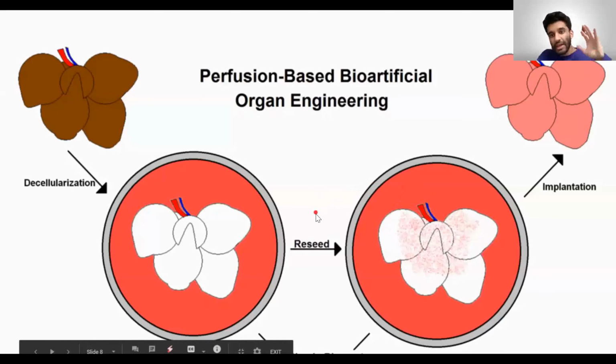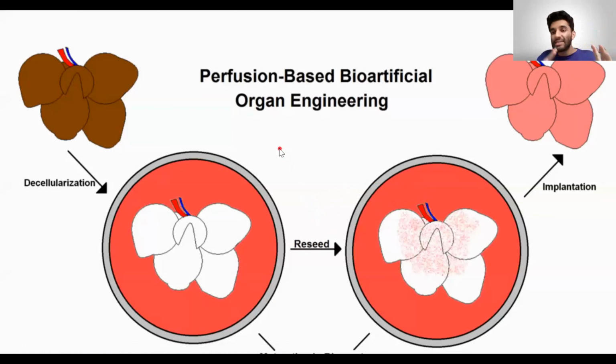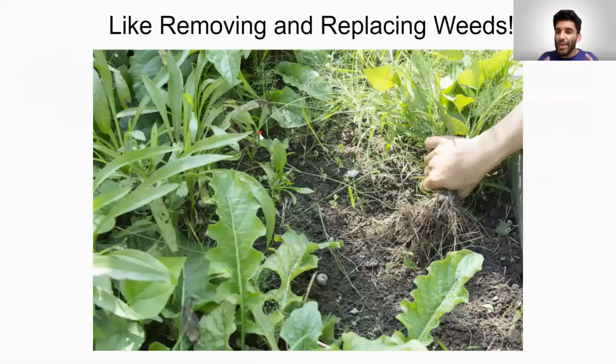So that's the basic workflow for how organ engineering works. Let's go a little bit more in depth. You can think of this really as removing and replacing weeds. What I mean by that is, for those of you that garden, or for those of you that own farms, what happens when you have weeds in the farm, right? You can think of them as bad plants, much like cancer or something.